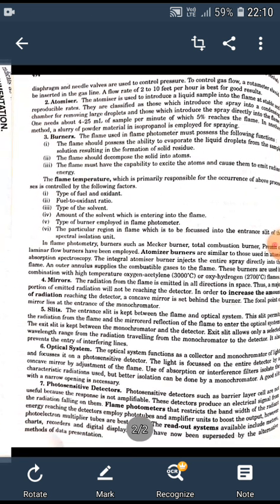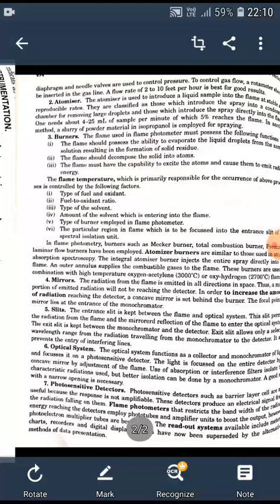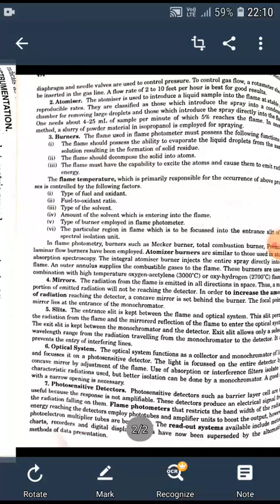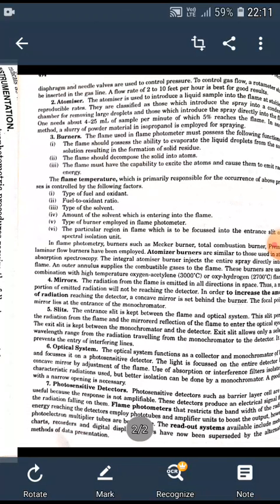Atomizer. The atomizer is used to introduce a liquid sample into the flame at stable and reproducible rates. Atomizers are classified as those which introduce the spray into a condensing chamber for removing large droplets, and those which introduce the spray directly into the flame. About 4 to 25 ml of sample per minute is required, of which 5% reaches the flame. Another method involves a slurry of powder material in isopropanol for spraying.